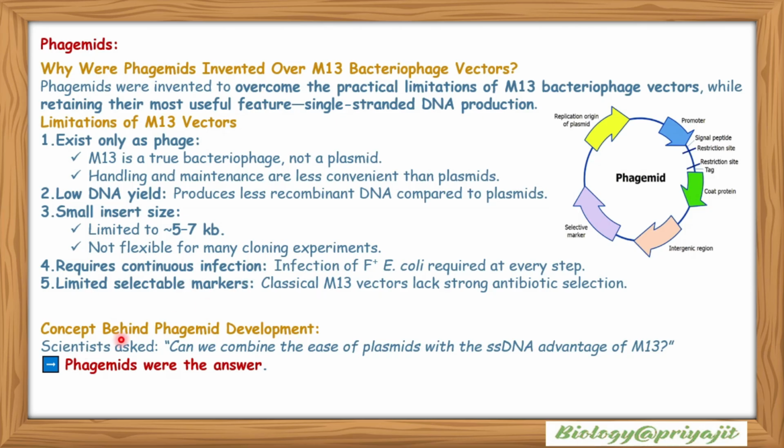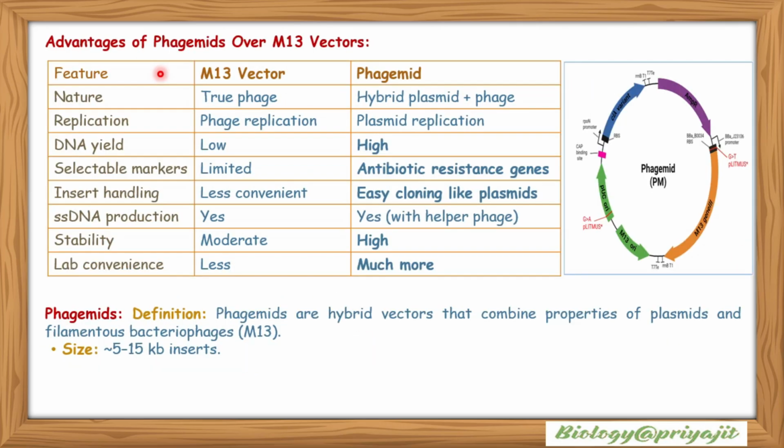So what is the concept behind plasmid development? Scientists asked, can we combine the ease of plasmids with the ssDNA advantage of M13? So the plasmids were the answer. Advantages of plasmid over M13 vectors. This is the table showing their advantage.